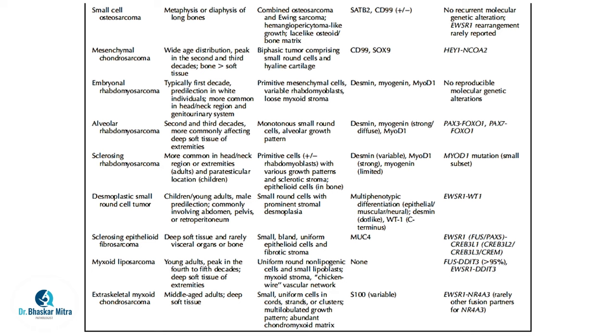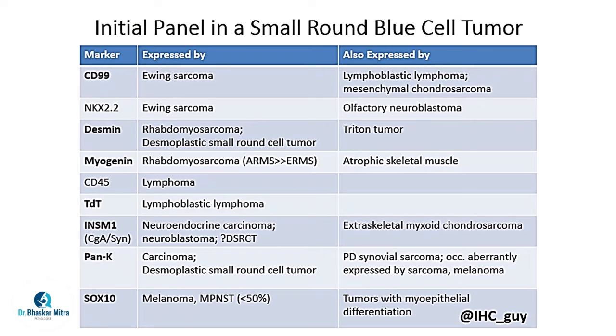So these are the common groups. I have made a summary of these groups in my presentation here. This is the initial panel of small round cell tumors which we use commonly to differentiate different things like CD99, NKX2.2, desmin and myogenin for the muscle differentiating tumors.